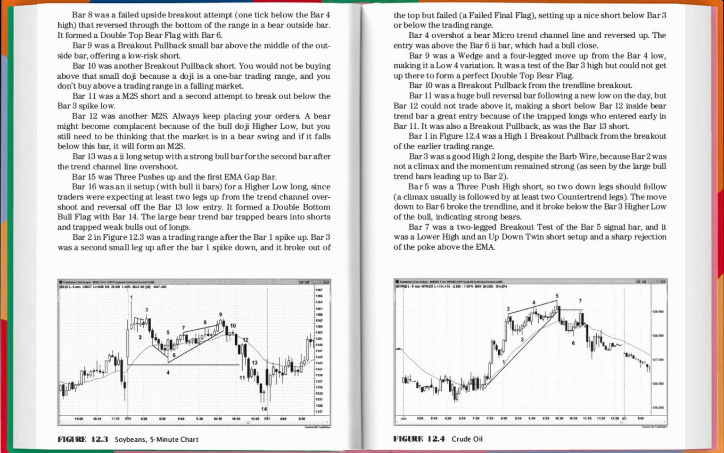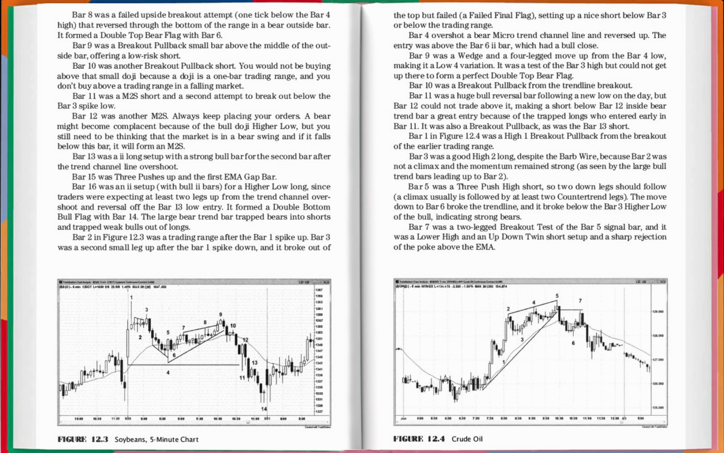Bar 11 was a huge bull reversal bar following a new low on the day, but bar 12 could not trade above it, making a short below bar 12, an inside bear trend bar, a great entry because of the trapped longs who entered early in bar 11. It was also a breakout pullback, as was the bar 13 short.